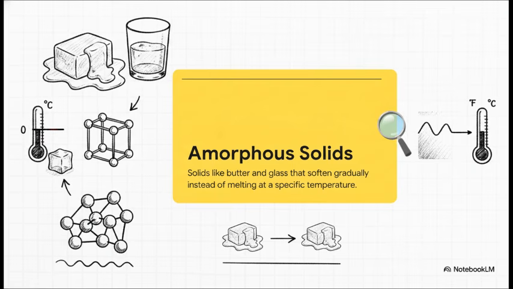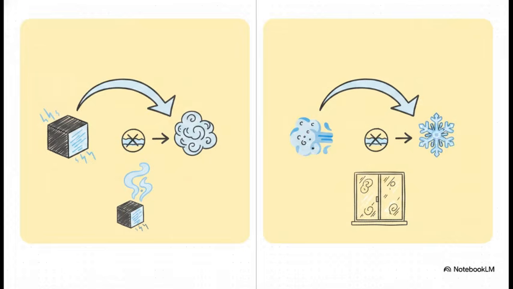Unlike ice, which has this really rigid, perfectly ordered crystal structure, amorphous solids just lack that strict internal arrangement. Because of that, they don't have one specific melting point. Instead, they kind of soften gradually over a whole range of temperatures. It's why when you leave butter on the kitchen counter, it gets perfectly spreadable way before it actually melts into a liquid.